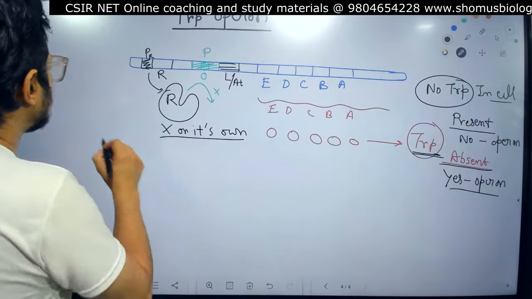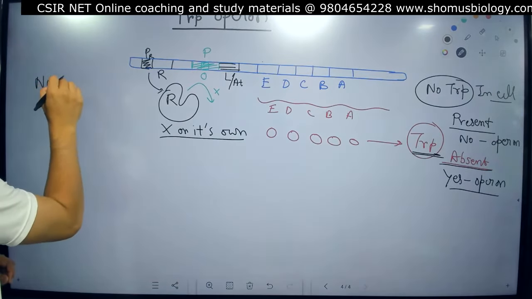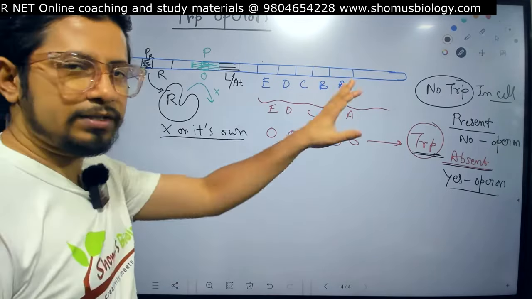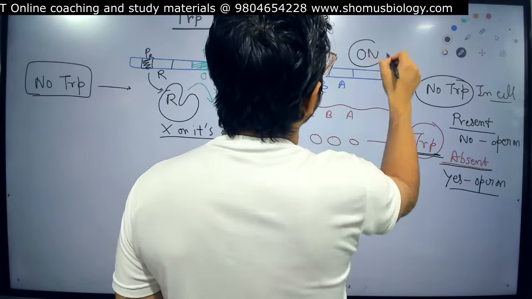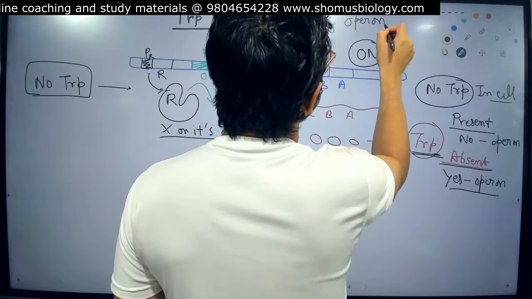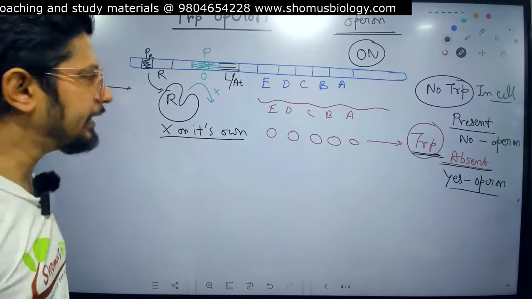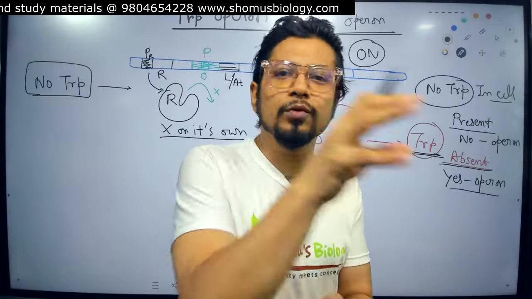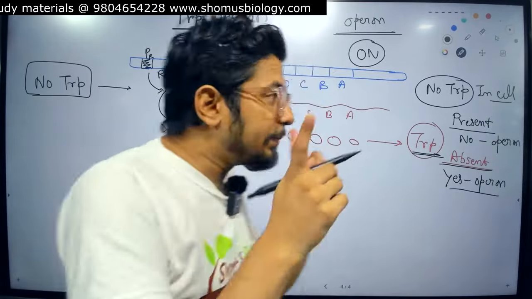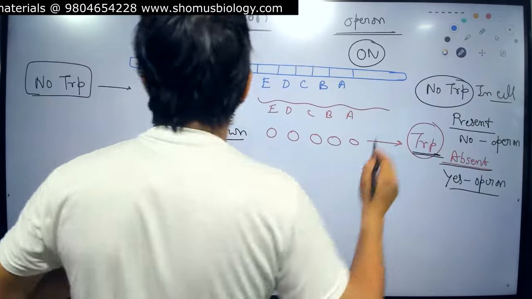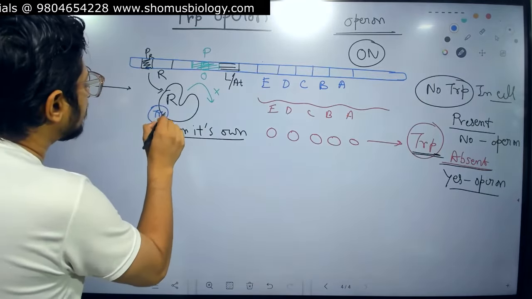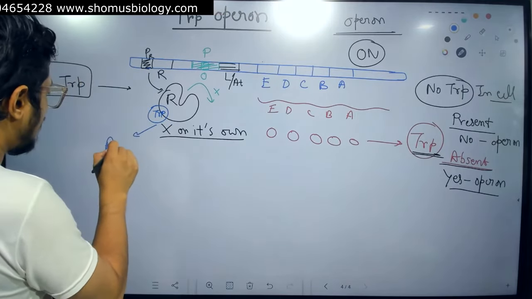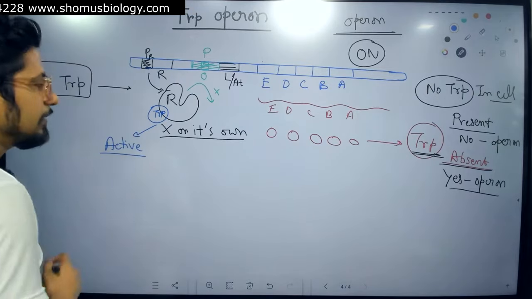Remember, if there is no tryptophan in the environment, then this is happening: the transcription is on, the operon is turned on. Although the repressor is made, it is not strong enough to bind to the operator region. This repressor will be functional only when tryptophan binds to it. When tryptophan binds to this repressor, then the repressor becomes active, right?